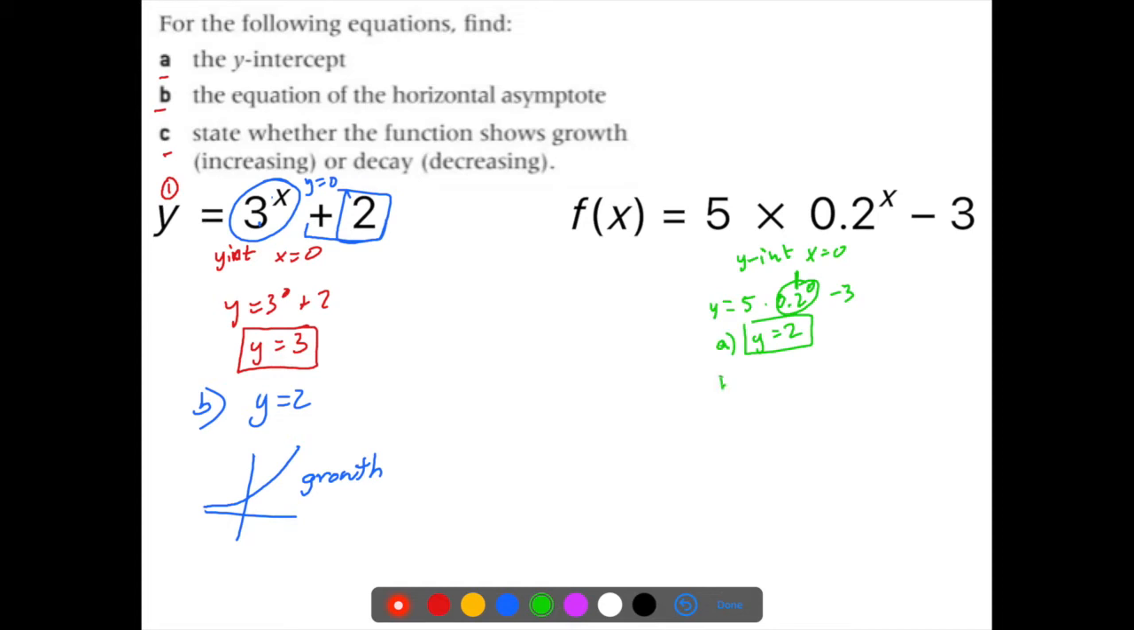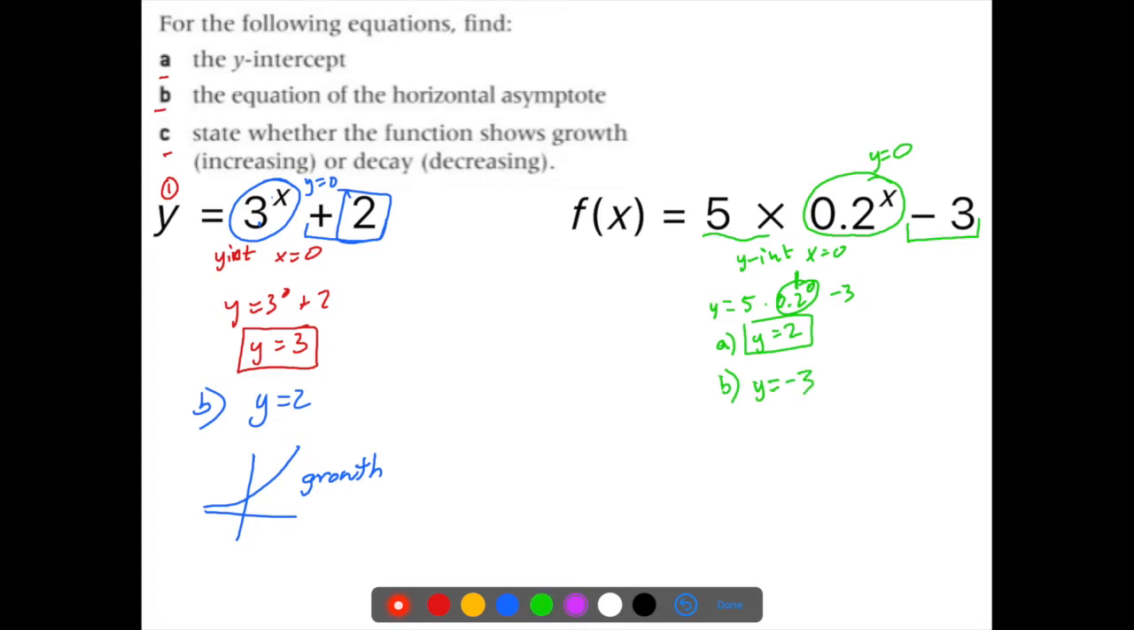That's part A. Then we move on to part B, the equation of the horizontal asymptote. Remember, this part right here, regardless of what it is, has an asymptote at y equals 0. Multiplying it by 5 isn't going to do anything to that. It just multiplies the 0 times 5. But this right here will shift it down 3 spaces. And so, therefore, the equation of the horizontal asymptote is y equals negative 3.